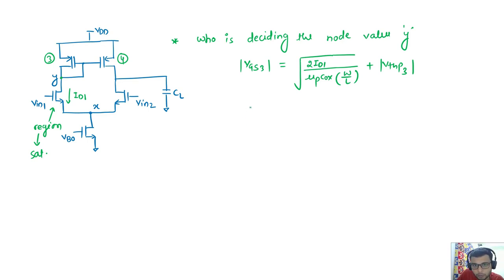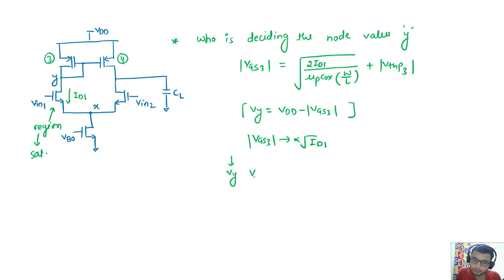So this node Vy is VDD minus VGS3. As we can see, this voltage VGS3, if it is in the saturation region, is proportional to the root of ID3. Other relations you can also find. This means the variation in ID1 is deciding what Vy is. This variation is not that much, hence the Vy variation is also less.